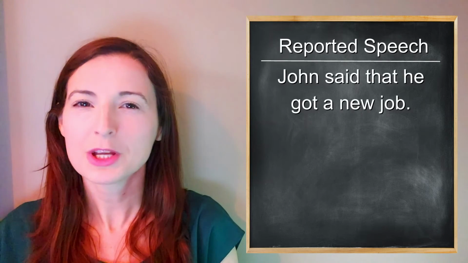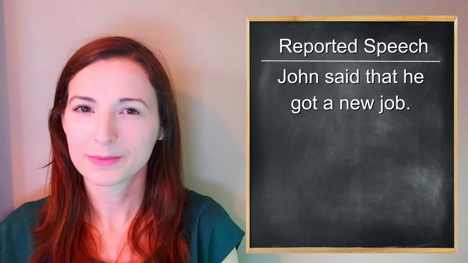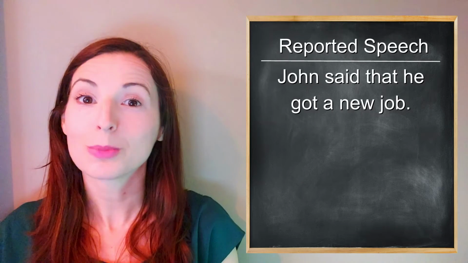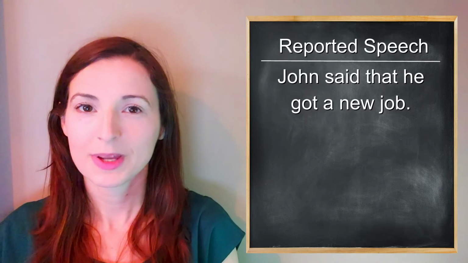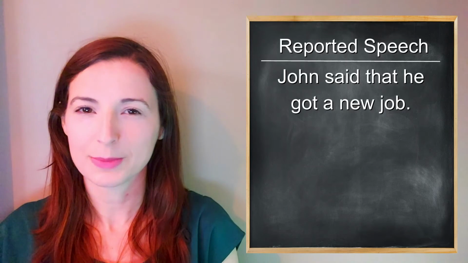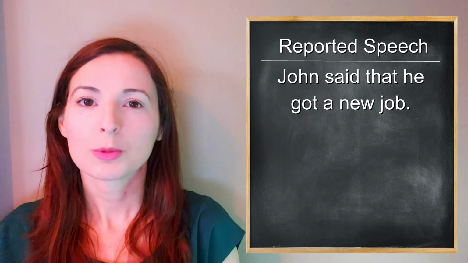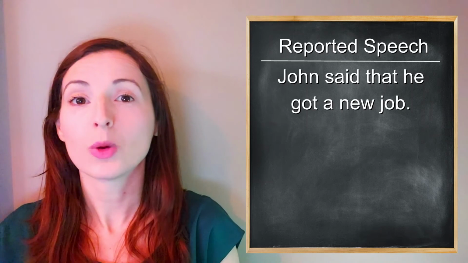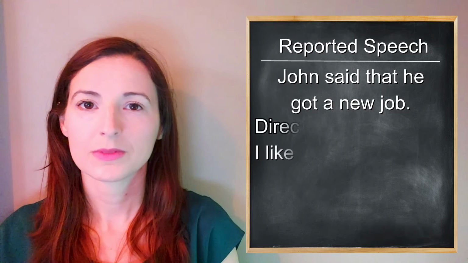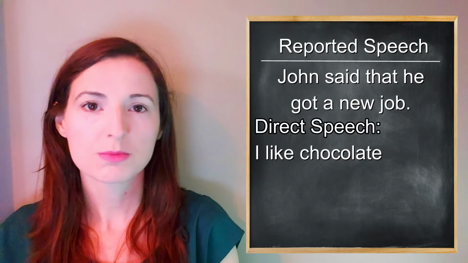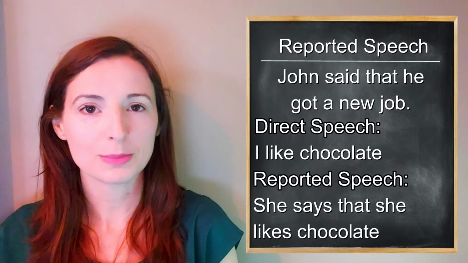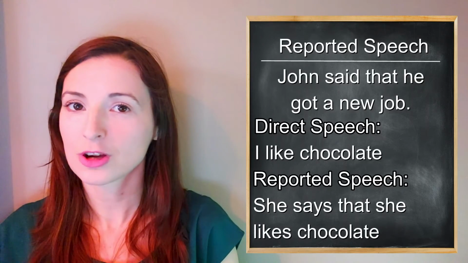Let's go back to one sentence. Remember this one? John said that he got a new job. This is an example of reported speech. This is a very important aspect of say and tell. Reported speech is used when we want to talk about what somebody has said. For example, direct speech: I like chocolate. Reported speech: she says that she likes chocolate. Remember, when you use reported speech, you have to change the person.